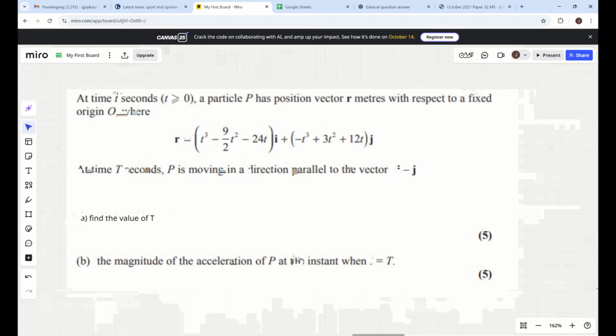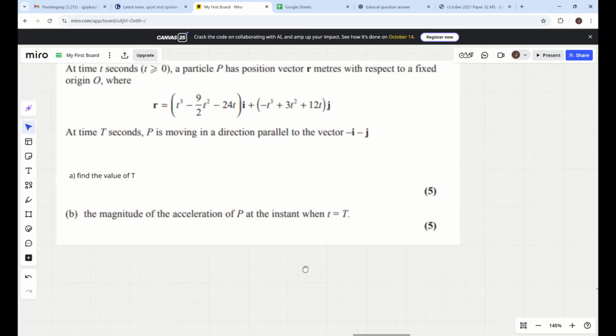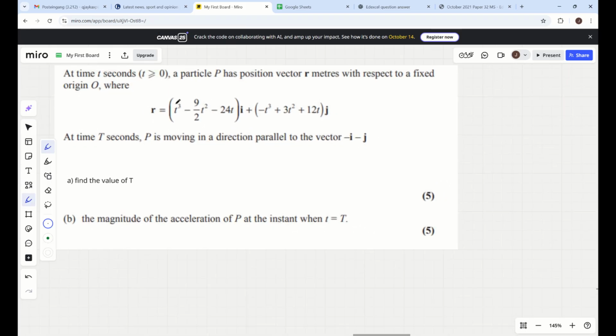So let's have a go at this one here. I think this is one of the real questions at some point. Position vector. Okay, they've got a bit more going on, these ones. Position vector relative to fixed origin, so that's the same as before. At time t, P is moving in a direction parallel to the vector. So moving, so this is about velocity, yeah?